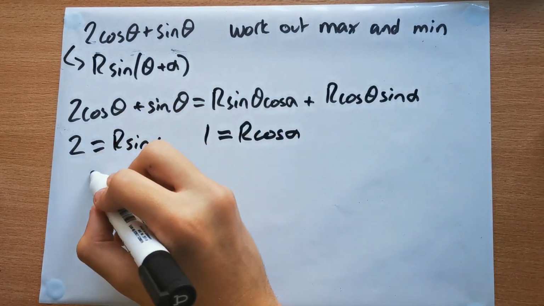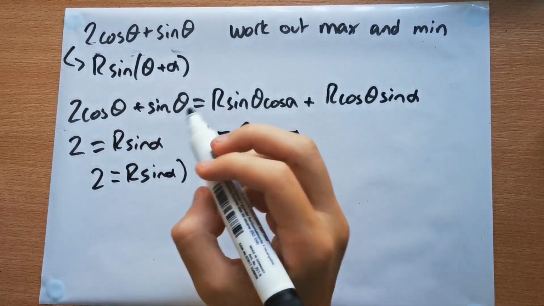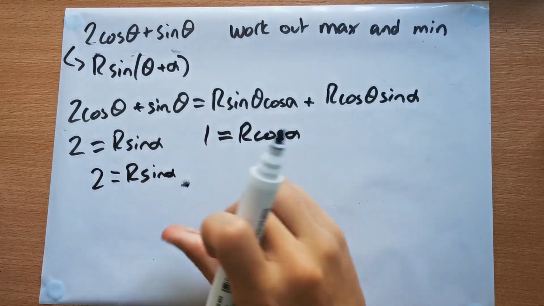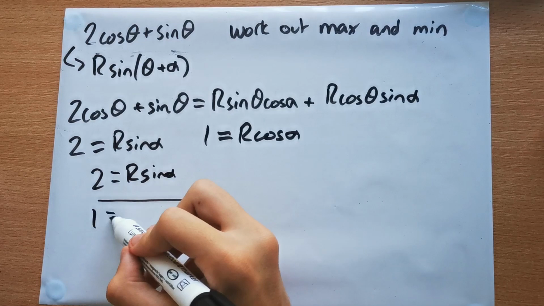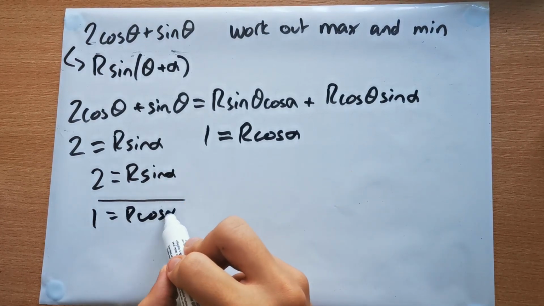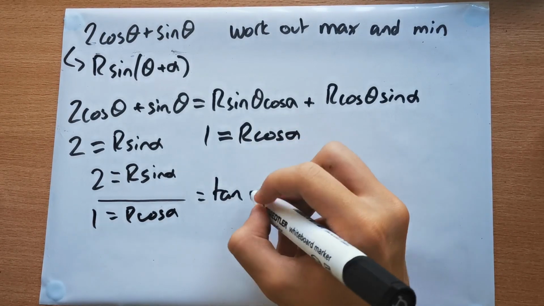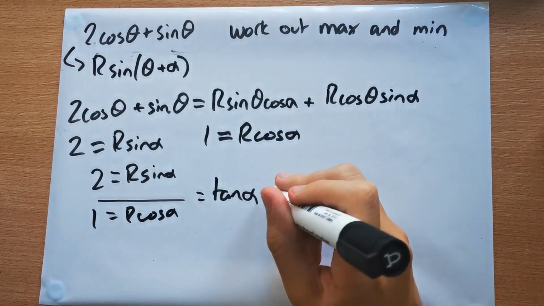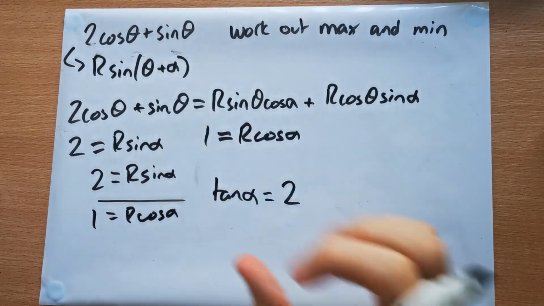So now to get tan, we can divide the two. So r sine alpha, which is equal to 2, divided by 1 equals r cos alpha, and then we get that tan alpha is equal to 2. So that is quite nice there.